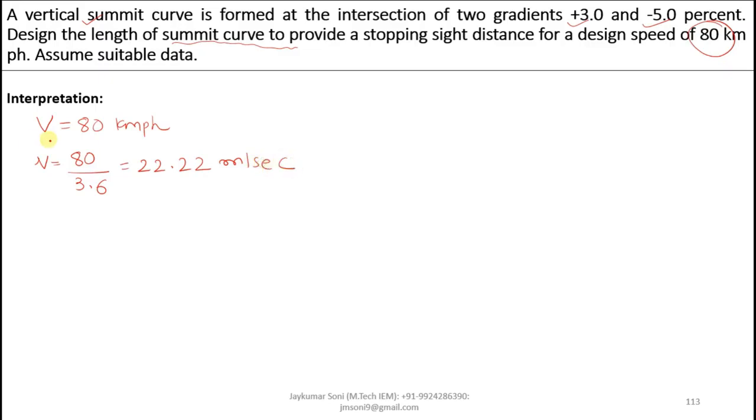So this is the first thing we will do. Now you have to assume the data. As we have learned, there are two categories of summit curve. First is where L is more than SSD and another is where L is less than SSD. Out of these two scenarios, you need to consider one. Let us assume that we will take the first scenario. In such case, we need to calculate the value of SSD.